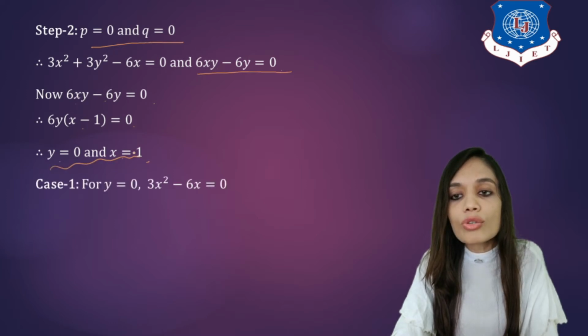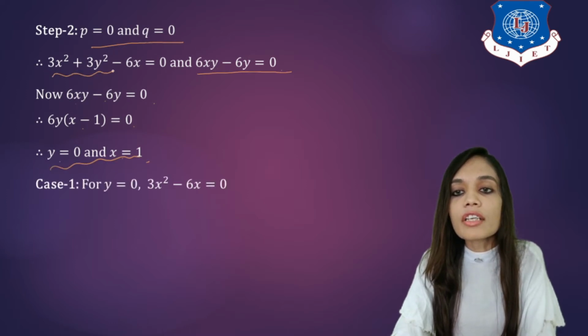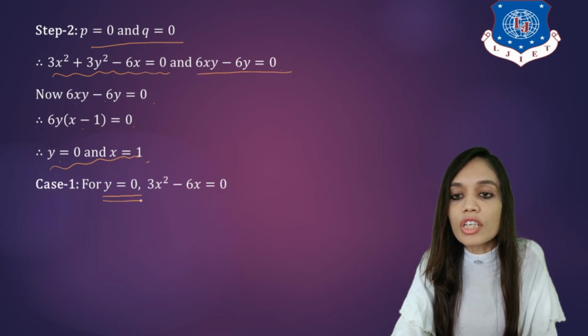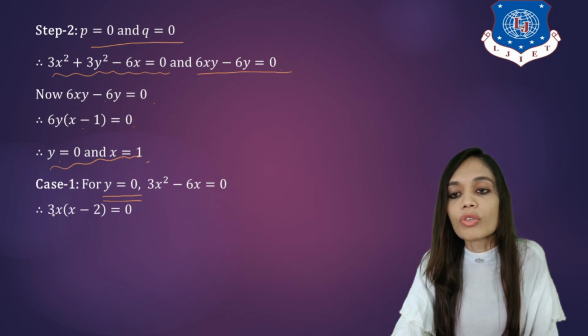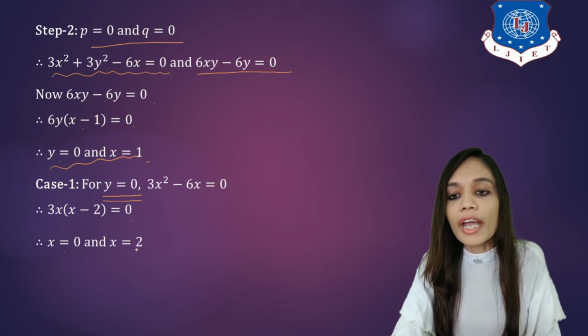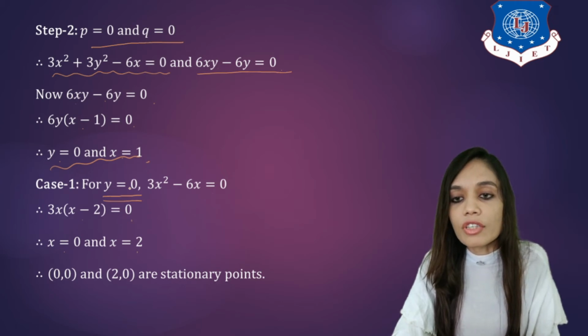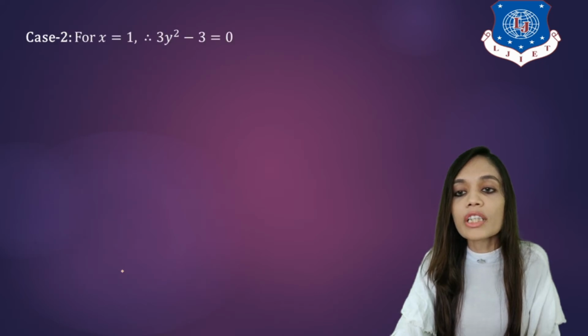Now let us put these two values in this equation. So firstly we will take y is equal to 0. So put y is equal to 0. So you will get 3x square minus 6x is equal to 0. Take out 3x common. So you will get 3x into x minus 2 is equal to 0. Therefore x is equal to 0 and x is equal to 2. So our stationary points are 0, 0 and 2, 0. Right? Now let us go to our case 2.